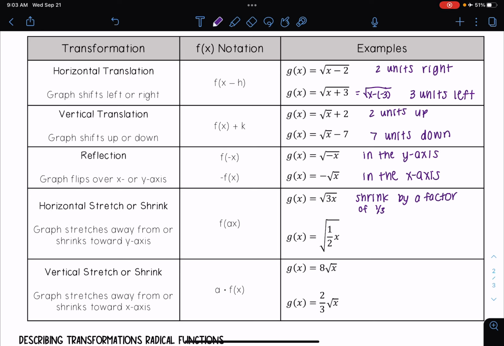And then another example is g of x is equal to the square root of 1/2 x. Remember, we flip what we see in there, so this is really 2. So that means this is going to be a stretch by a factor of 2.